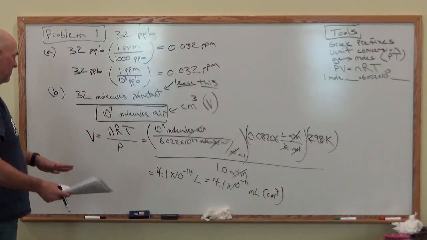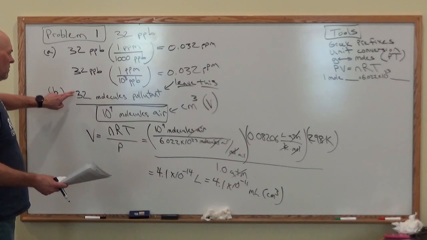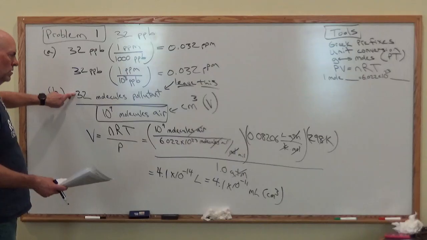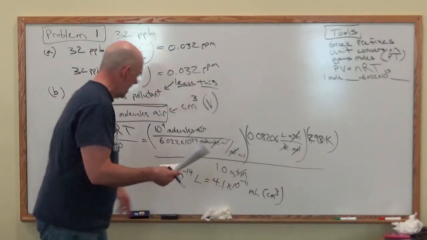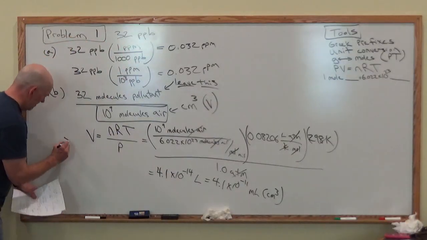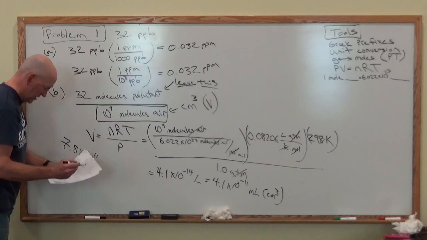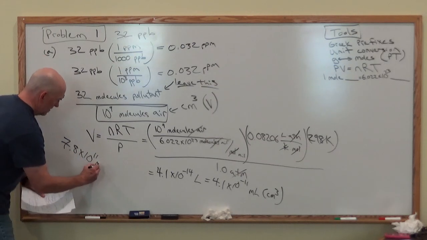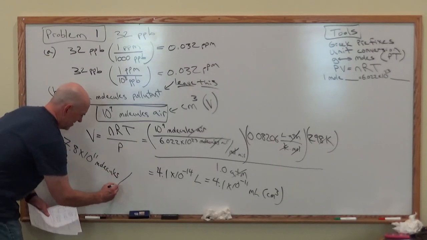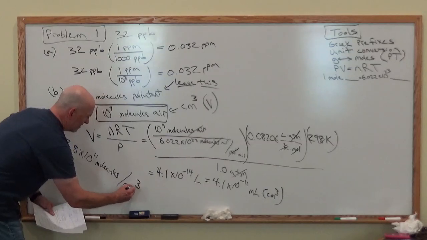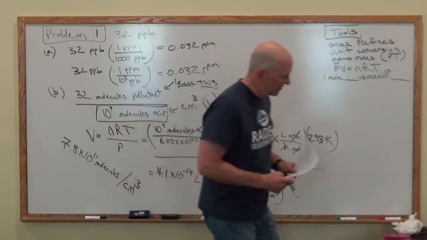So your last step is to take the molecules of pollutant, 32, divided by 4.1 times 10 to the minus 11th, and I came up with 7.8 times 10 to the 11th molecules of pollutant per cubic centimeter of space. And I think that's right. I'm going to check that with what I wrote on here.